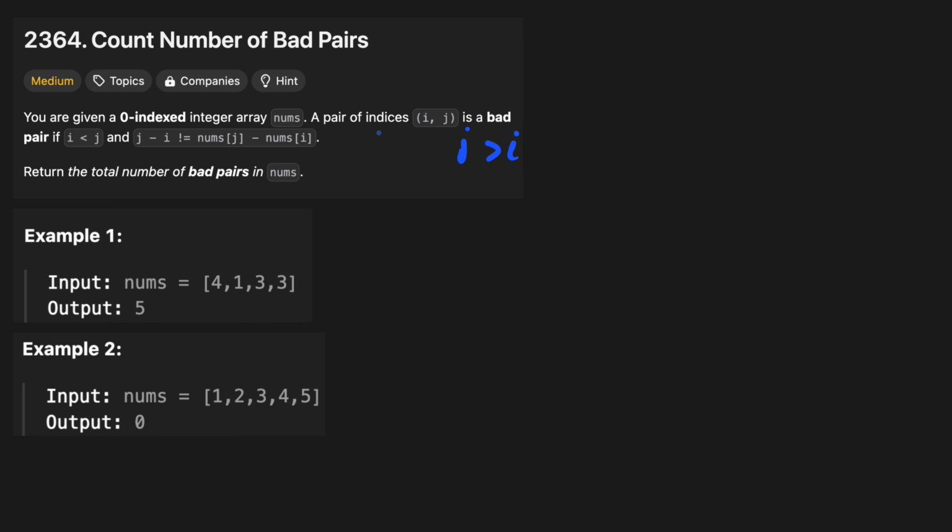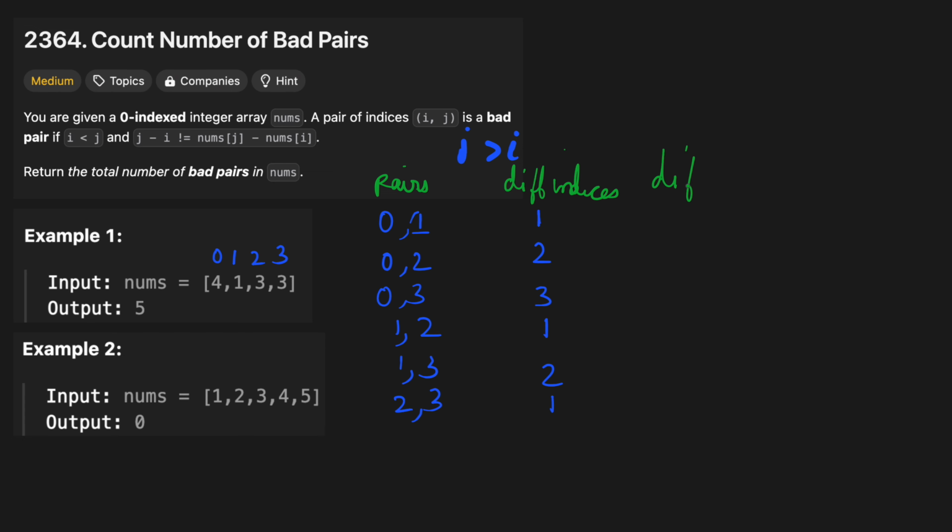Then in example 1, for the given nums array, we have the indices 0, 1, 2, 3 and the pairs we can form are between the indices 0,1, 0,2, 0,3, then 1,2. We can't take 1,0 because j should be more than i, and then 1,3, and the last pair will be between 2,3. The differences between the indices will be 1, 2, 3, 1, 2, 1, right?